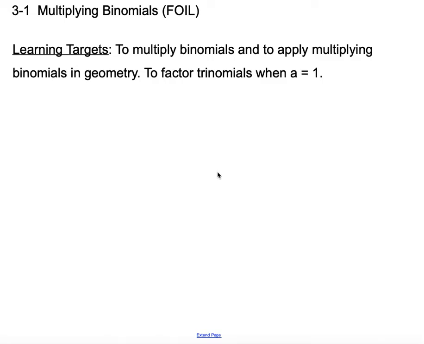All right, so today we are going to multiply binomials, so commonly known as FOIL. So we're going to multiply binomials and apply multiplying binomials in geometry. And the one thing we're going to start working on there is factoring trinomials where a is equal to 1 as well.